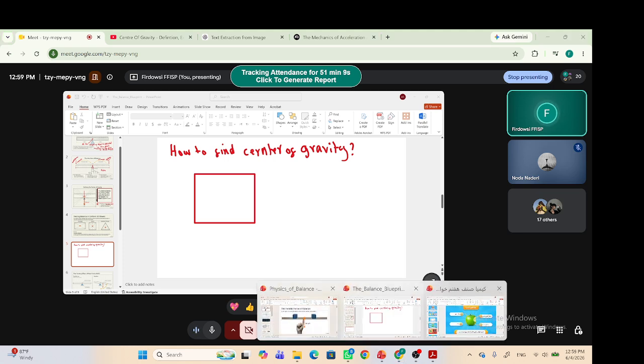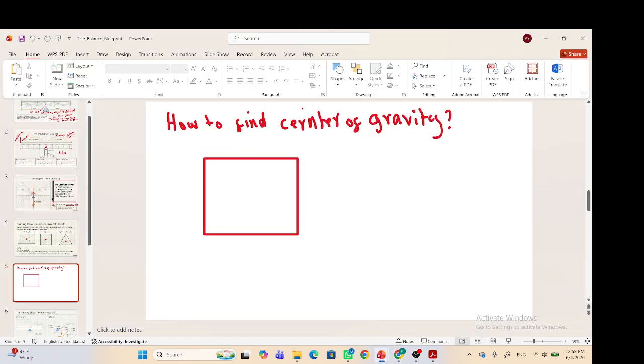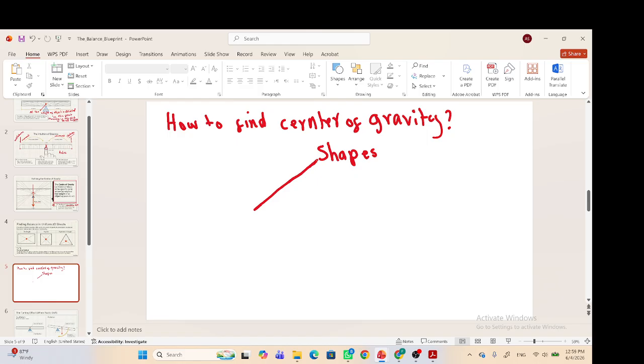Okay, so let's move on simply step by step. First, we have two types of shapes. For example, if we check the shapes of something, we have two types. The first one, we have 3D shapes. And the next one we have 2D shapes.